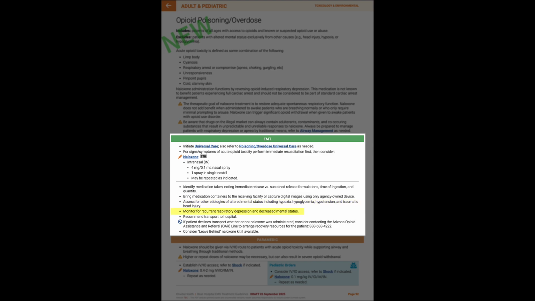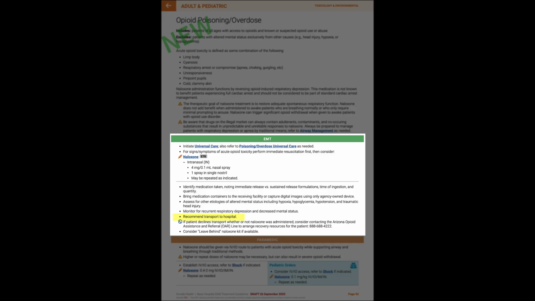Monitor closely for recurrent respiratory depression, which is common with these longer-acting opioids. As you likely have observed, patients often experience a rapid and full recovery after treatment with naloxone. Even so, do your best to encourage them to come to the emergency department for a more thorough evaluation.